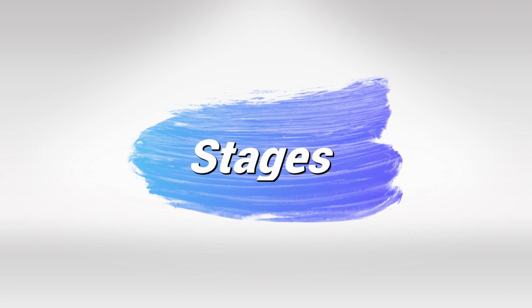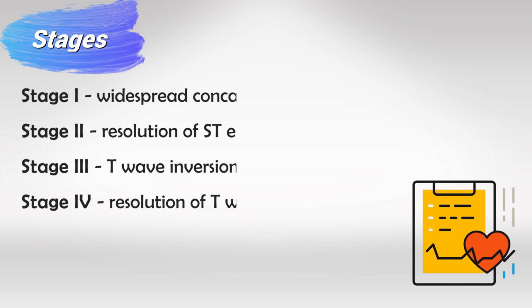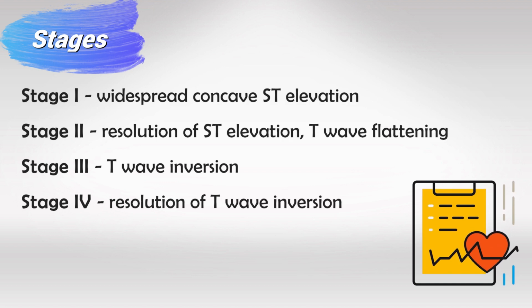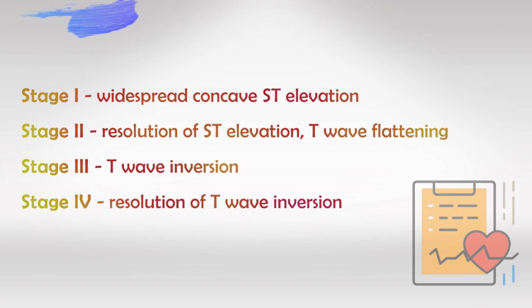Depending on the severity of the pericarditis, the ECG might have different patterns. On stage 1, we will see a widespread ST wave concave elevation. In stage 2, we will have resolution of the ST elevation, but the T wave will be flattened. On stage 3, the T wave might be flattened so much and it goes down and will be T wave inversion. And in stage 4, there will be resolution of the T wave inversion, and this is a bad sign.